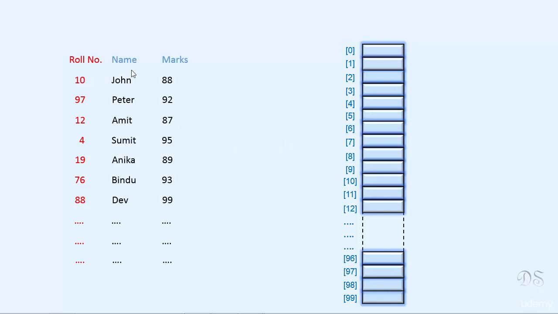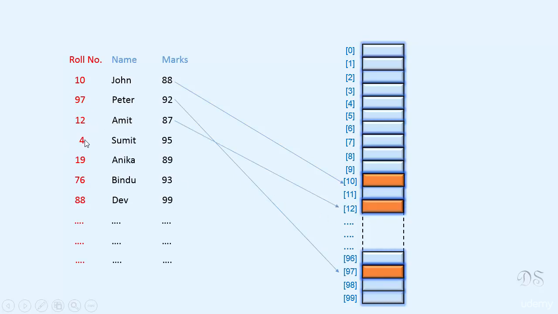So this record with key 10 is stored at index 10. This record with key 97 is stored at index 97. This record with key 12 is stored at index 12. This record is stored at index 4, and so on. Now when we have to search for a student with roll number k, we can directly go to index k of this array and we can get the record.